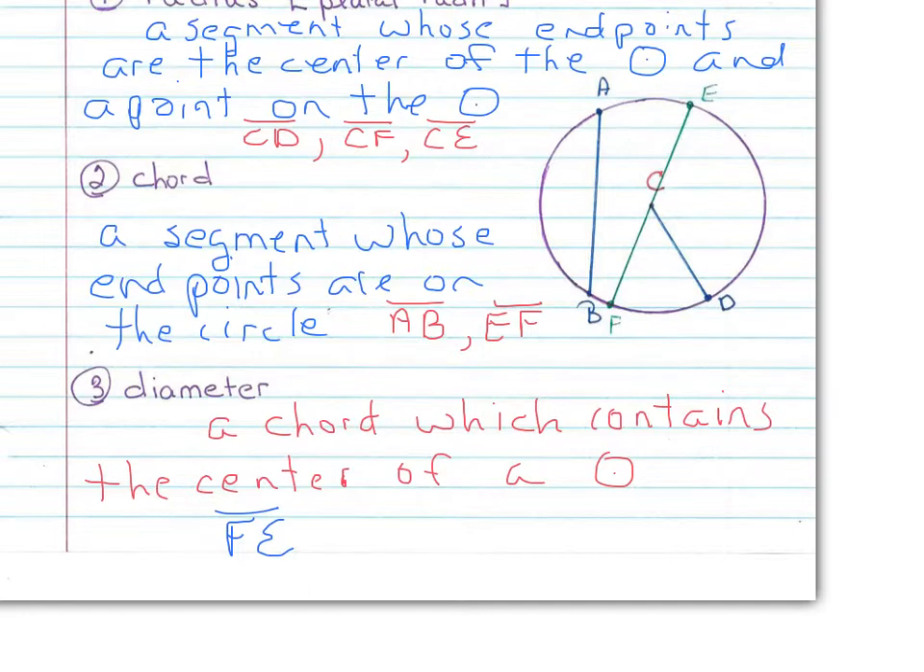Will CD count? Because it only goes halfway. CD contains the center, but it's a radius, not a chord. Good question. No. Is there only one diameter for this circle? They're infinite. For this circle I have one shown, but there are more. You could draw several different diameters. It's a chord that goes through the center of the circle.